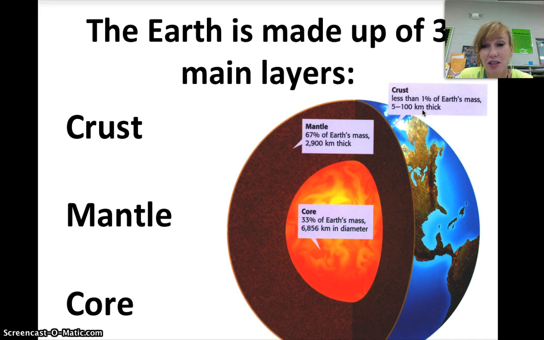That sounds thick, but when you compare it to the rest of the layers, it's very thin because the mantle, which is below the crust, takes up 67% of the mass of the earth. So over half of what the earth is, the composition of it is in the mantle. And you can see it is 2,900 kilometers thick. And this was only up to 100 kilometers thick here in the crust. And then we have the core, which is about 33% of the Earth's mass. So about a third of the Earth is made up of the core, and its diameter from one side to the other, because it's the center of the Earth, is about 6,856 kilometers.